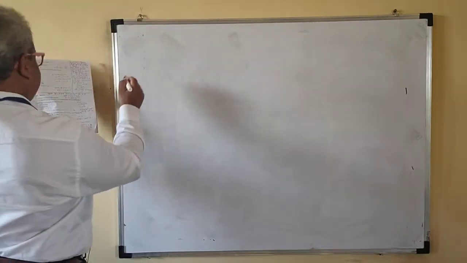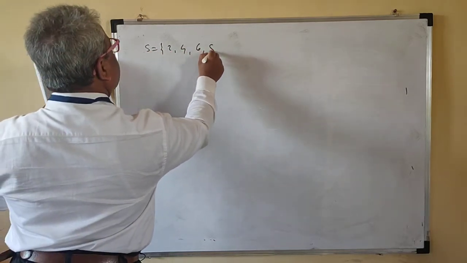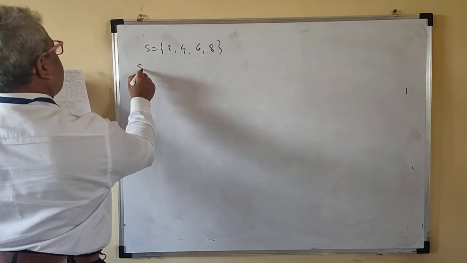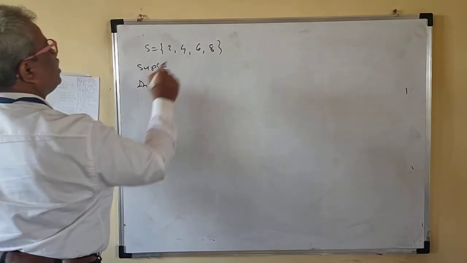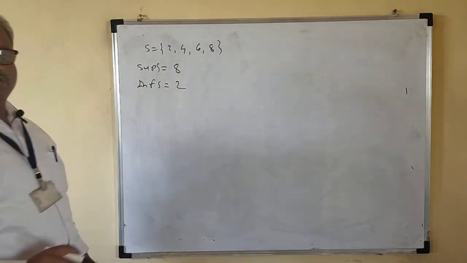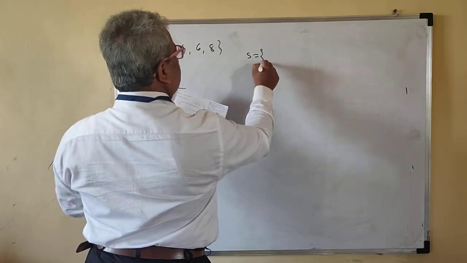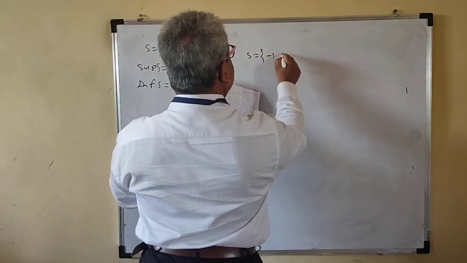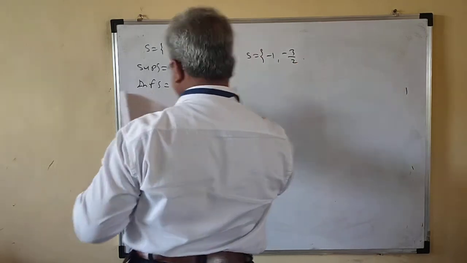The next set now. S is equal to 2, 4, 6, 8. What is the supremum of S, the infimum of S? The finite set is always bounded. Supremum, infimum may exist. The maximum value is the supremum, the minimum value is the infimum.